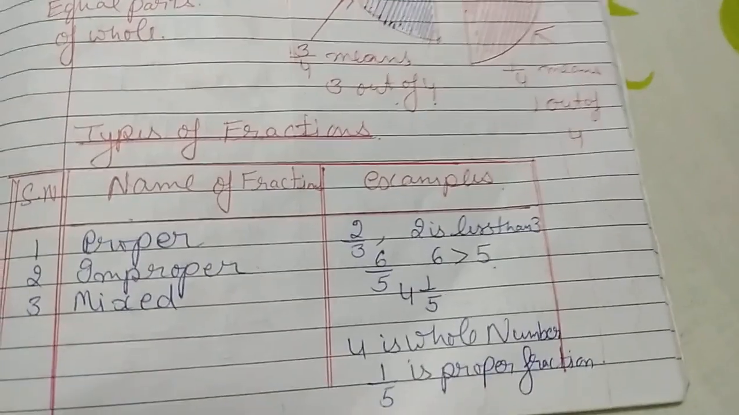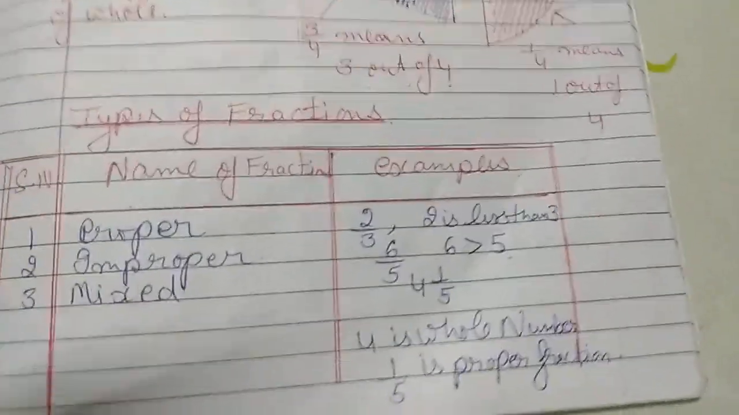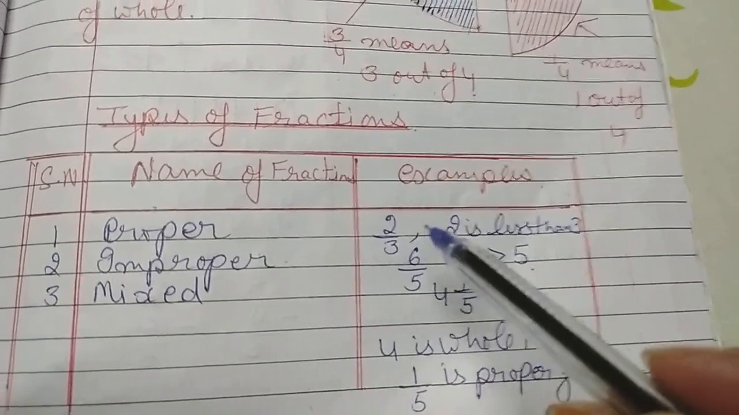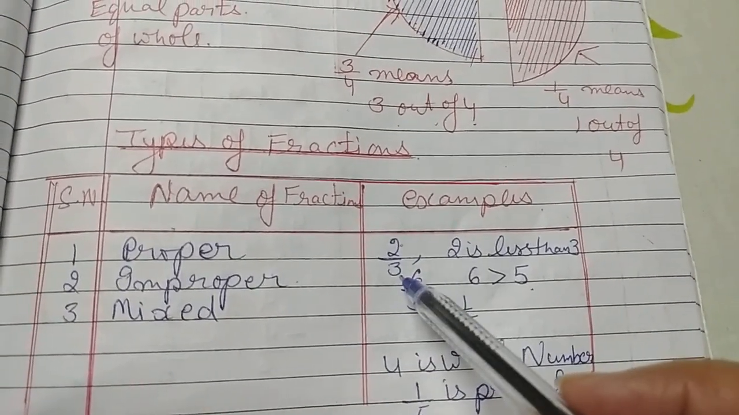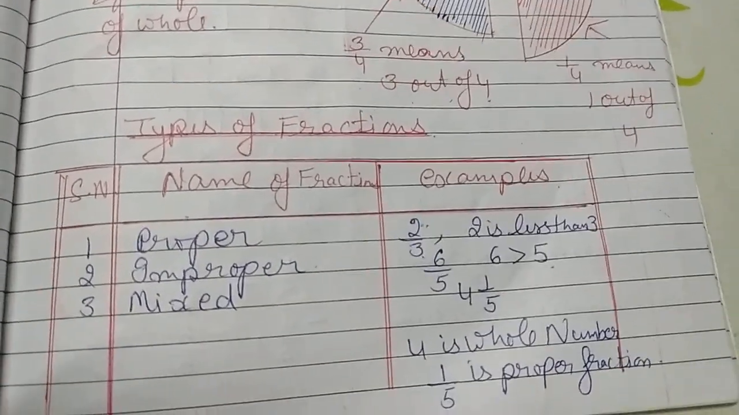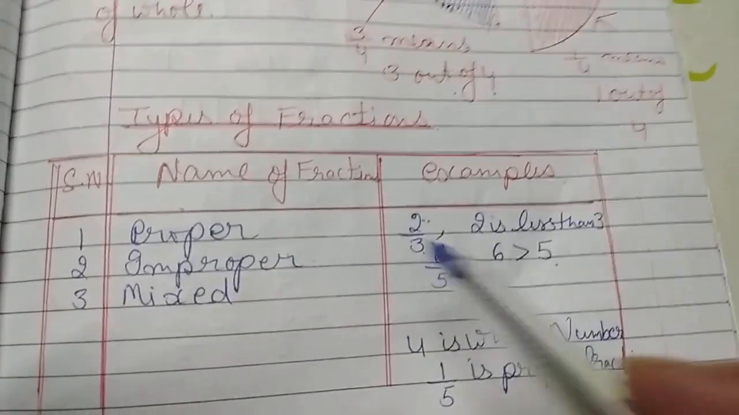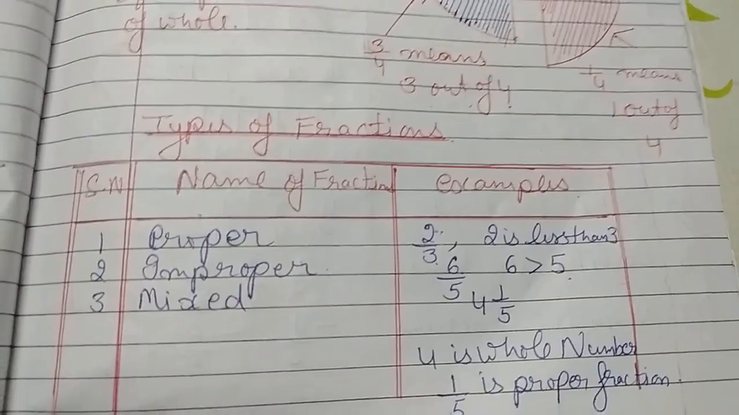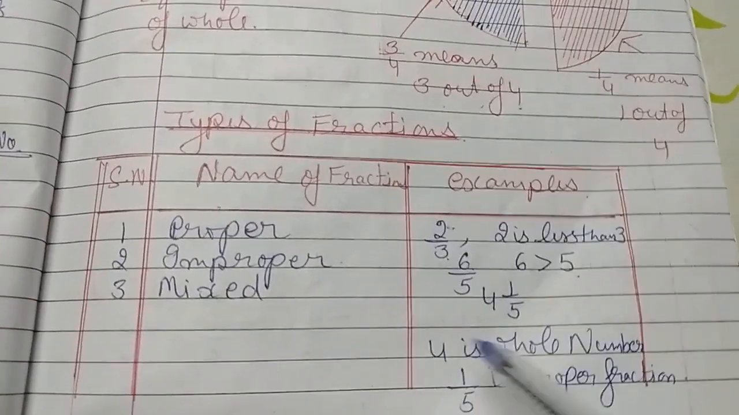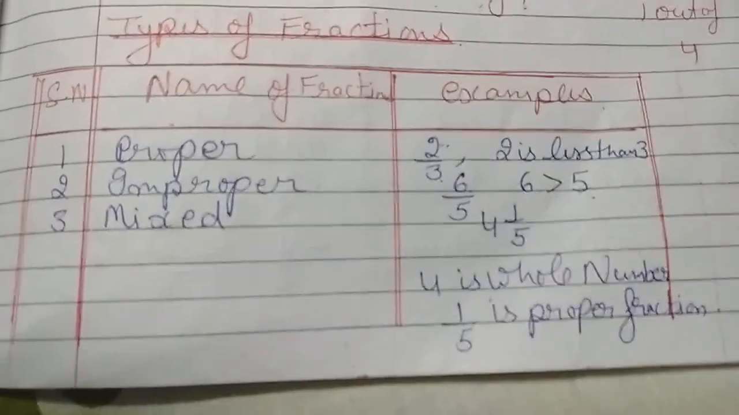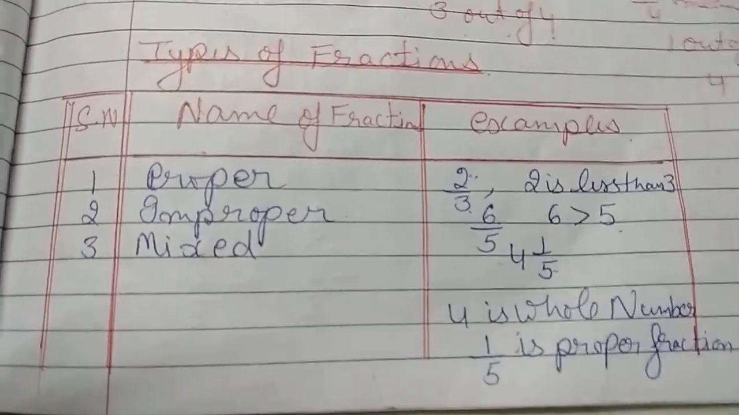I have different types of fractions here, like proper fraction. So what is a proper fraction? A proper fraction is one in which the numerator is always less than the denominator. But if the numerator becomes bigger than the denominator, we call it an improper fraction. A mixed fraction is one in which a whole part is written, and after that a proper fraction is attached to it. We call it a mixed fraction.